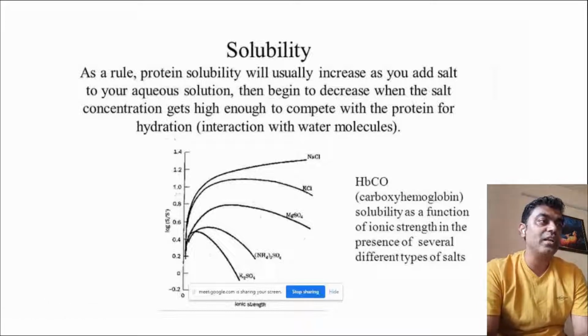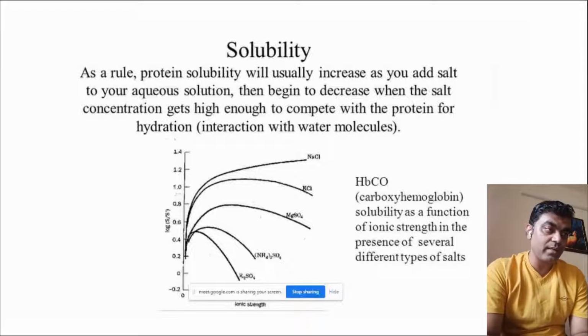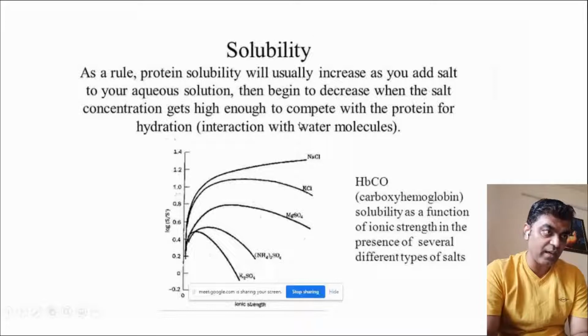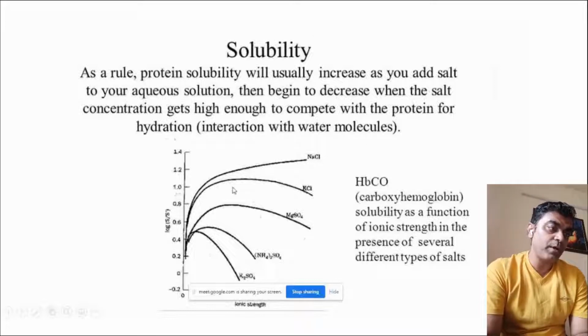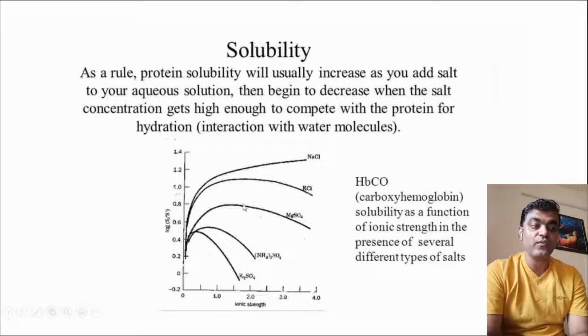So what we see, initially the protein solubility will increase, and after a certain stage it will begin to decrease when the salt concentration is high enough. And in this plot, you see the ionic strength, and you see the plots of different salts. For most of them, initially you see a steep rise, and then slowly it gets saturated, and at times the solubility also falls. For some salts, it is not saturated, it is even falling back.